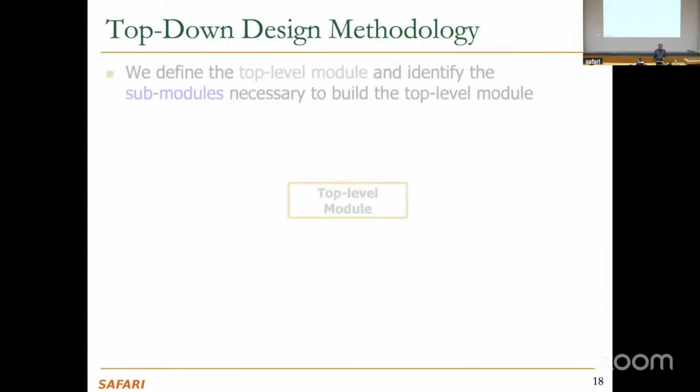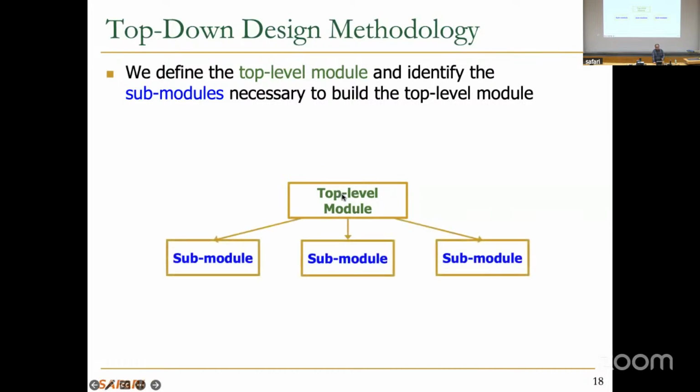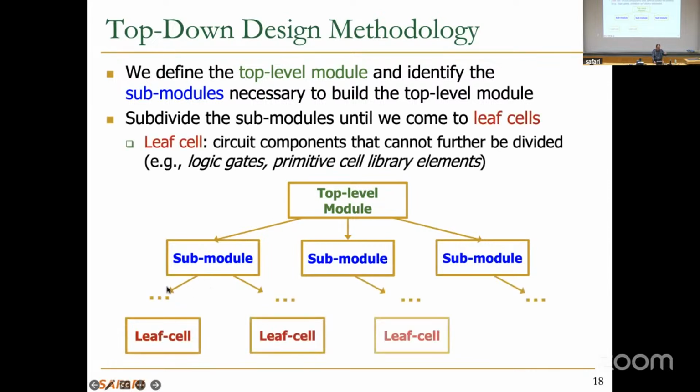In the top-down approach, you have a top-level module, which, for example, is a microprocessor. But then you say, okay, my microprocessor would have some sub-modules, and you need to design each of these sub-modules. Each sub-module can also have some sub-modules, and then you get to some leaves. These leaves are your primitives, the ones that you don't want to go below. For example, in Verilog, you can say that your gates are those leaves.